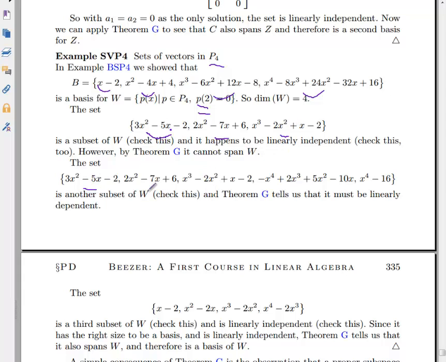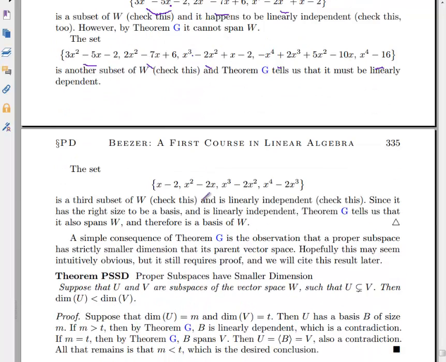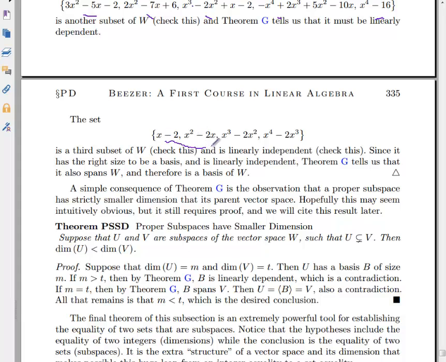And here's another set of 1, 2, 3, 4, 5 vectors in W, and they're more than 4, and we know that dimension is 4, so these must be linearly dependent. Finally, we have this set of polynomials. These are all in W. There are 4 of them. You can check they're linearly independent, so automatically you know it's a basis.